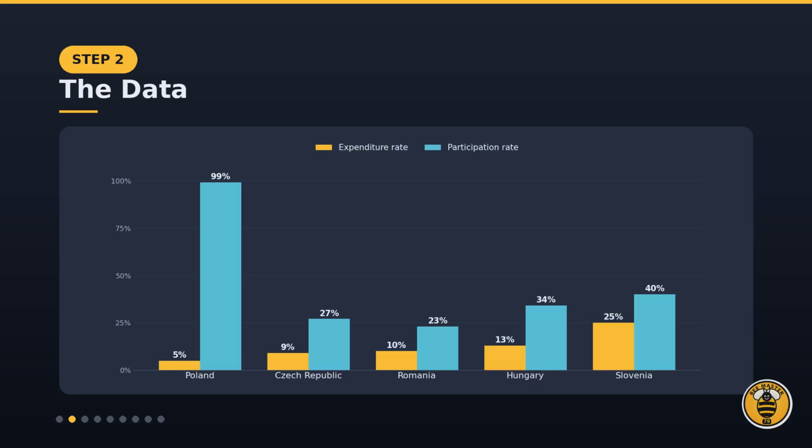Let us read the figures. Poland spends the least, just 5%, yet nearly all of its young adults take part, 99%. Slovenia spends the most at 25%, but only 40% participate. The Czech Republic, Romania and Hungary sit in between on spending, with participation ranging from 23 to 34%.